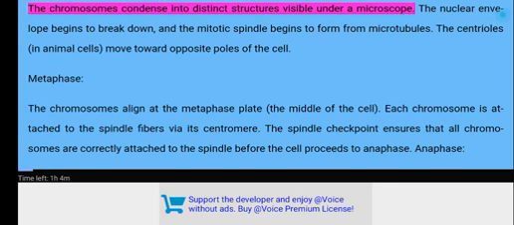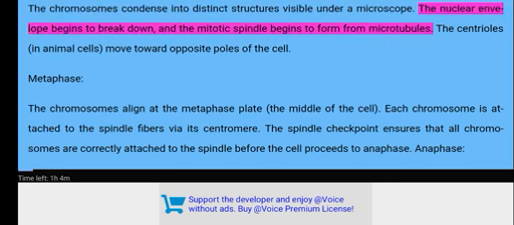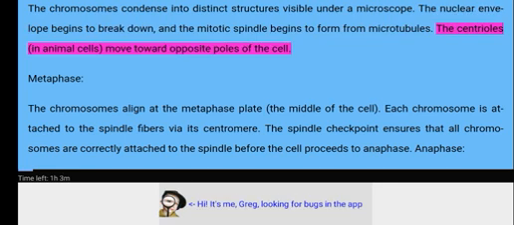Prophase. The chromosomes condense into distinct structures visible under a microscope. The nuclear envelope begins to break down, and the mitotic spindle begins to form from microtubules. The centrioles in animal cells move toward opposite poles of the cell.